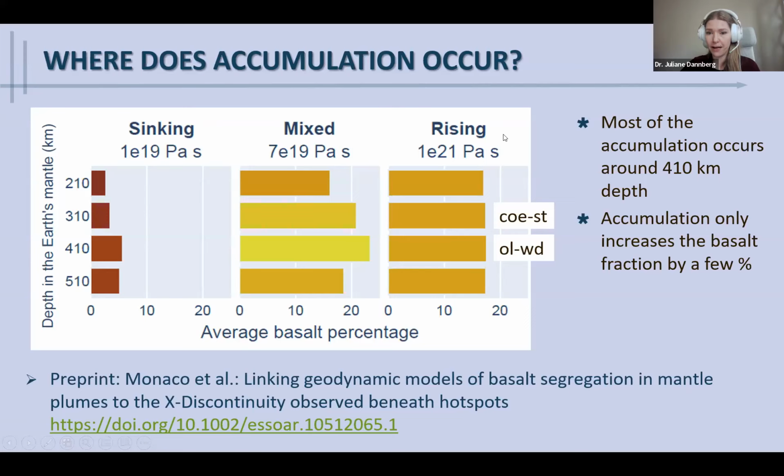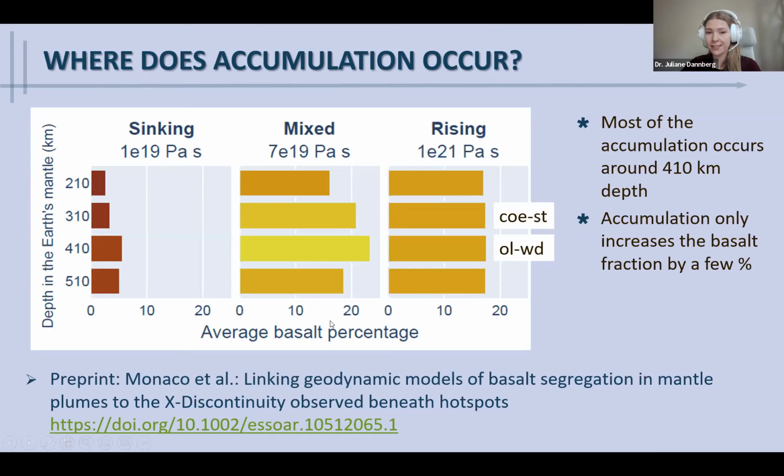If we go to the panel on the right, that's the model with the very high viscosity where there's no internal deformation in the plume. And so we can see because of that, all heterogeneities are carried upwards without any deformation. And so if we average over the whole model evolution, then we basically get the same amount of basalt in any depth range, because that's just the average amount of basalt in that plume in the model.